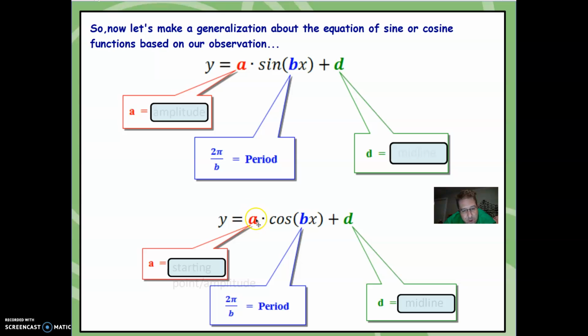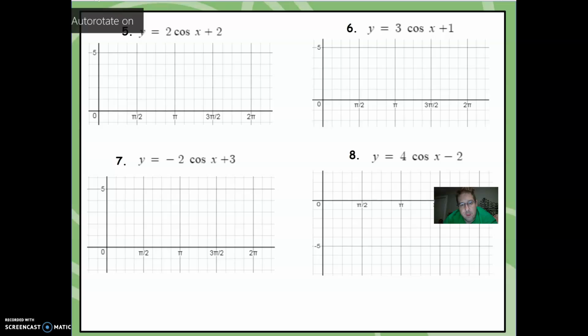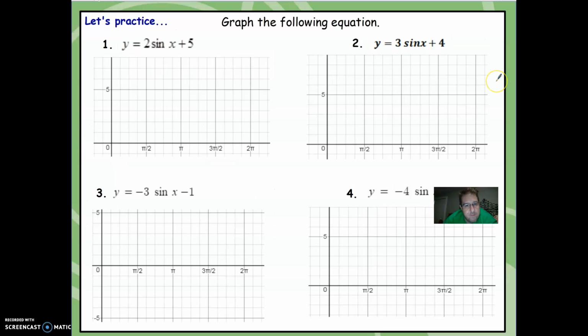So basically this is where it starts in a cosine function. If it's positive, it starts at the maximum. If it's negative, it starts at the minimum. And everything else is pretty much exactly the same for a cosine function as it is for a sine. All right, so we're going to do a couple of examples. I think 2 more pages of examples, so 8 examples of graphing.